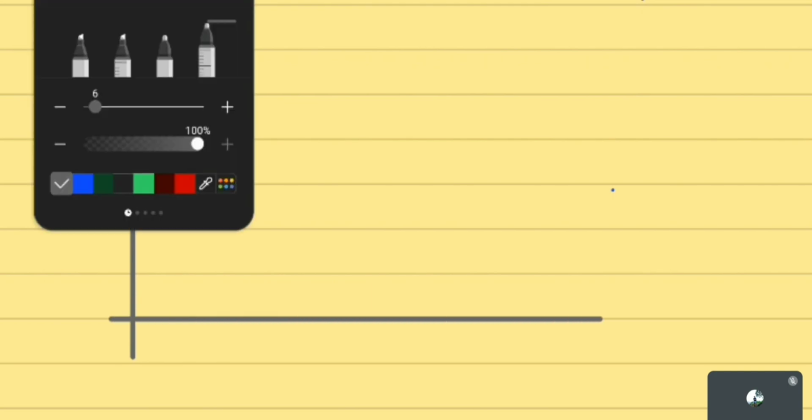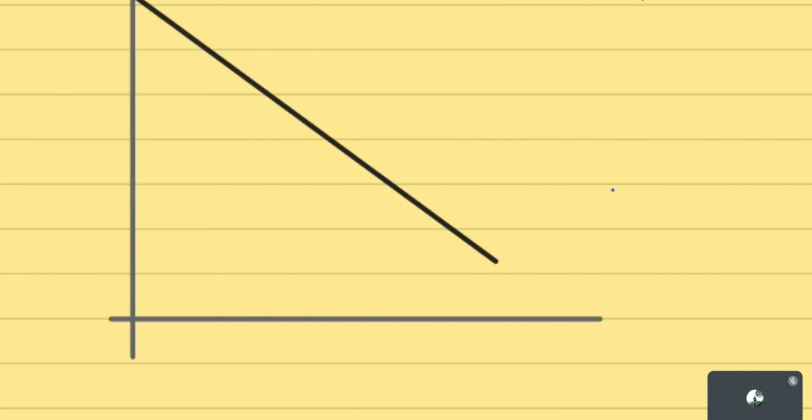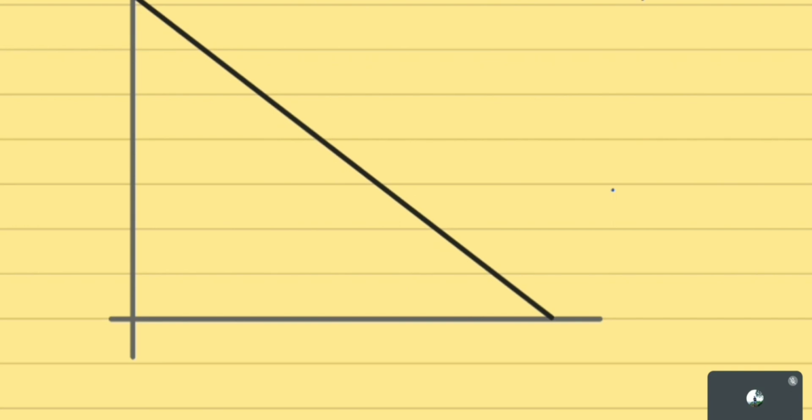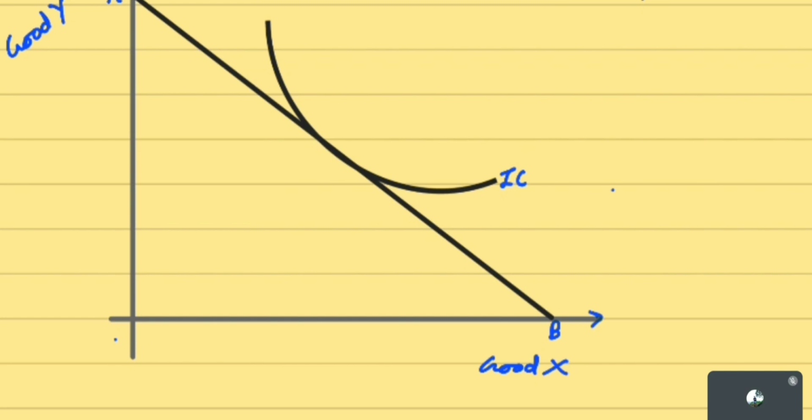Graphically, we can draw it like this. This is our budget function, budget line, and this is our IC, indifference curve. Sorry, this is our IC, and this AB is our budget line. On the x-axis we have good X, on the y-axis we have good Y, like this. And this is the point of tangency between the IC and the budget line.